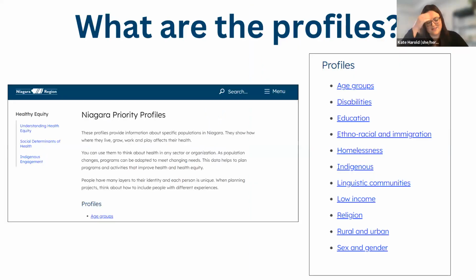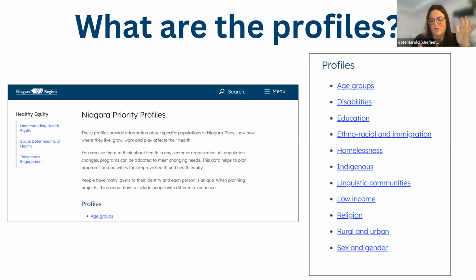So what are the profiles? We created this data product of 11 profiles of priority populations, and we collated data available on those populations. We've got data at different levels: census and national level data, some provincial data sources, and some regional data sources. We've heard from community partners over and over that having data on specific populations available in one place would really help, so this was a way to provide that. They're available on our external webpage.